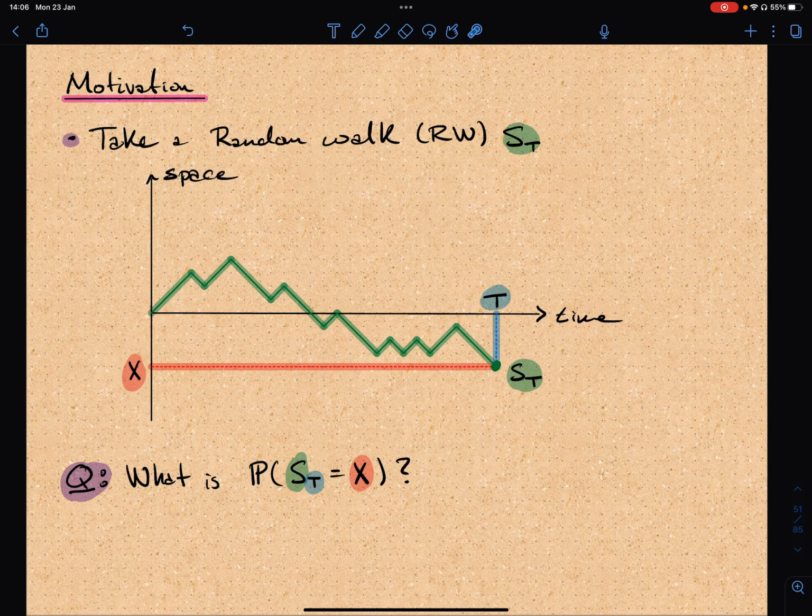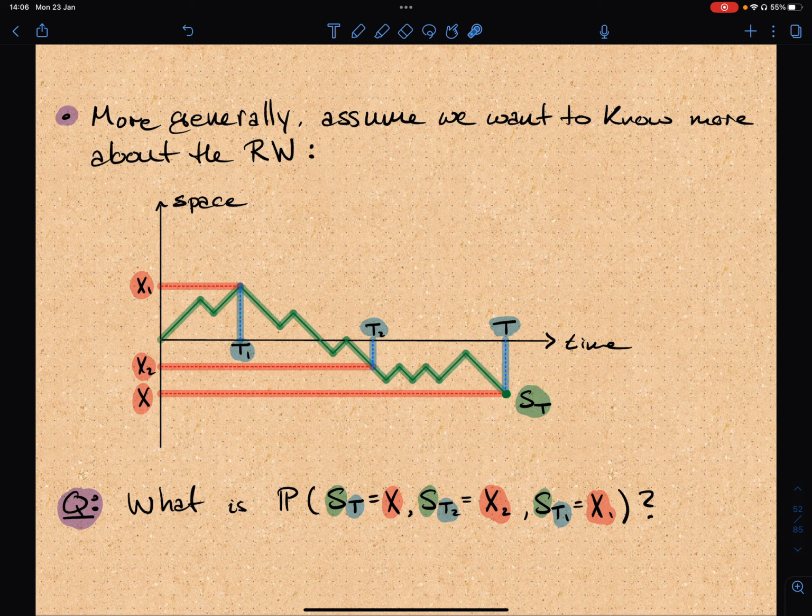And we'll get to it. But first, I want to upgrade this question. I want to think of something more general. Not only do we want to know the location of the random walk at time t, we want to know more. We want to know the location at different moments in time, t2 and t1.